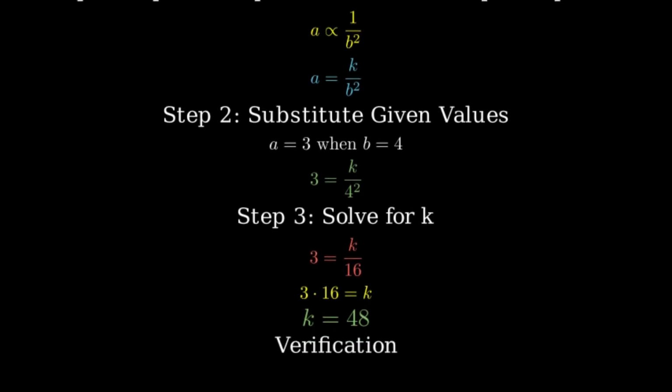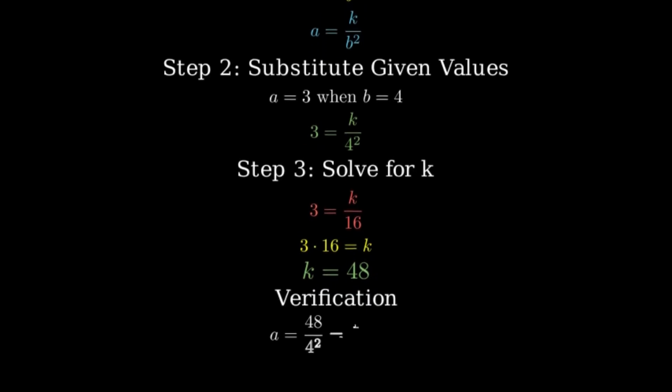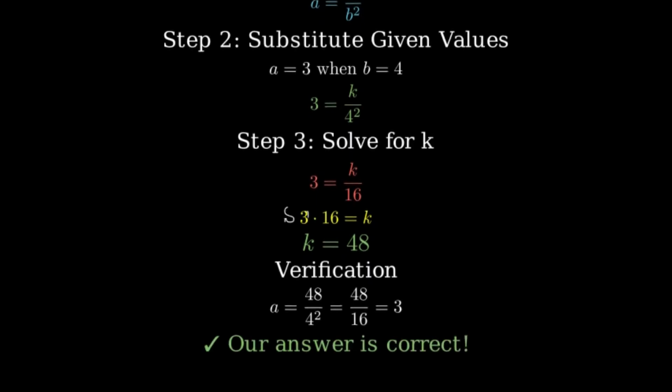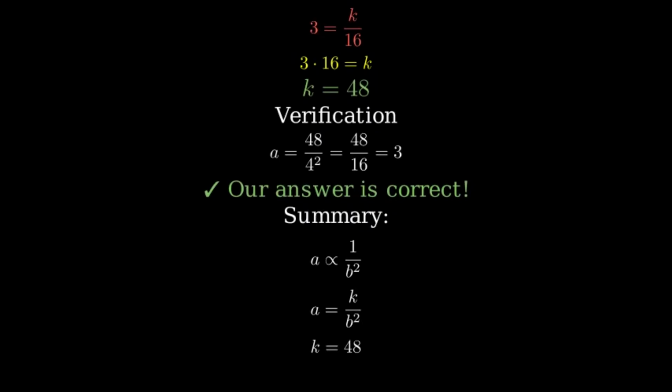Let's verify our answer by checking if it works in our original equation. If we substitute k equals 48 and b equals 4 back into our original equation, we should get it equals 3. In summary, when we have a proportional relationship, we can find the constant of proportionality by substituting known values and solving the resulting equation. In this case, we found that k equals 48.